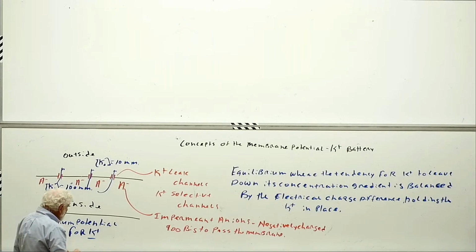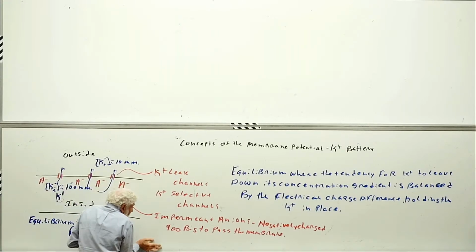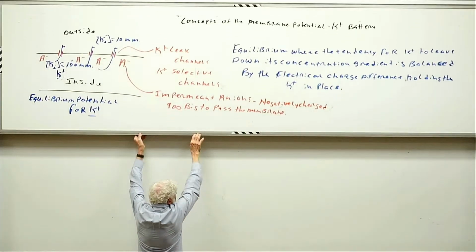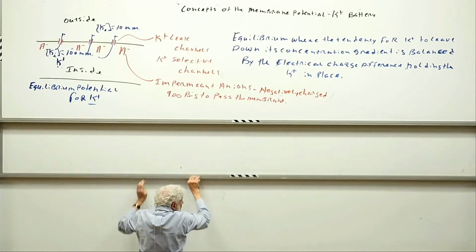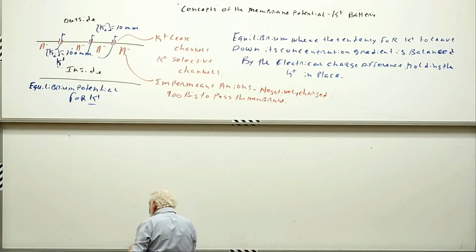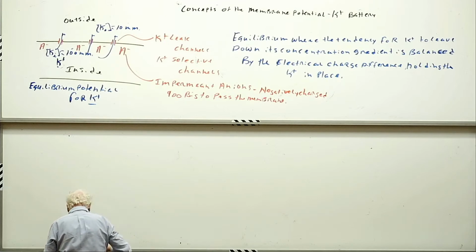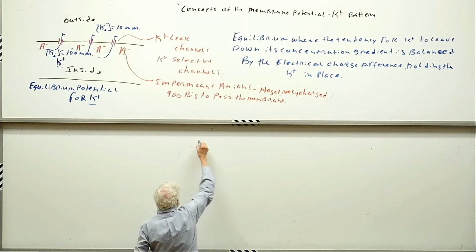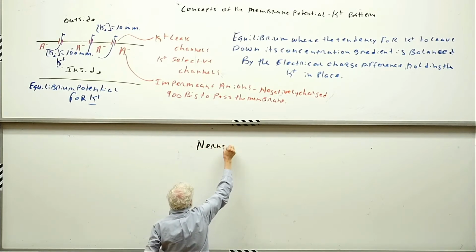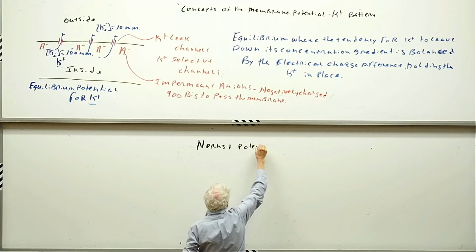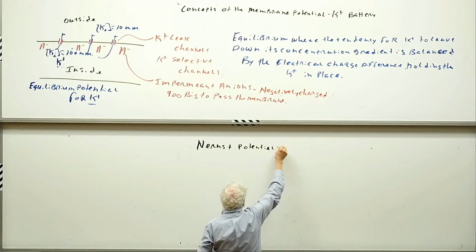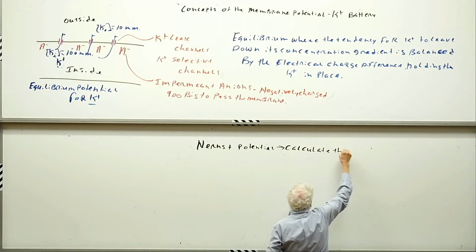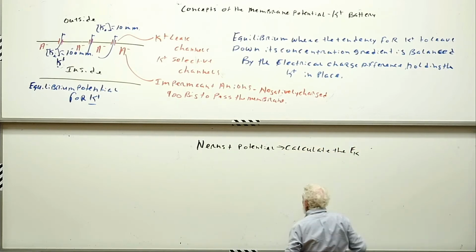Okay, so the next thing I want to tell you about, I'll do that in the upper panel. And let me say in the beginning, many of you are afraid of mathematics, and I'm going to try to keep this really fundamental. What I'm going to talk about here is something known as the Nernst potential. And we're going to use it to calculate the equilibrium potential for potassium, EK.